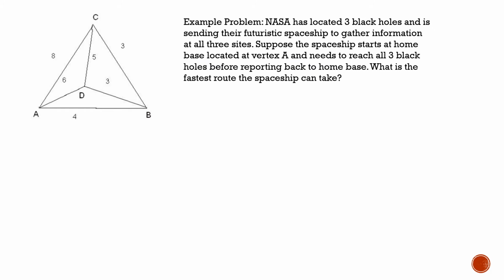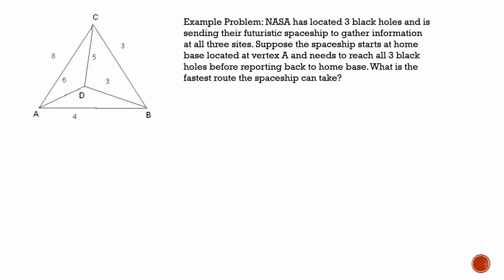Alright, let's take an example problem together. NASA has located 3 black holes and is sending their futuristic spaceship to gather information at all 3 sites. Suppose the spaceship starts at home base located at vertex A and needs to reach all 3 black holes before reporting back to home base. What is the fastest route the spaceship can take?